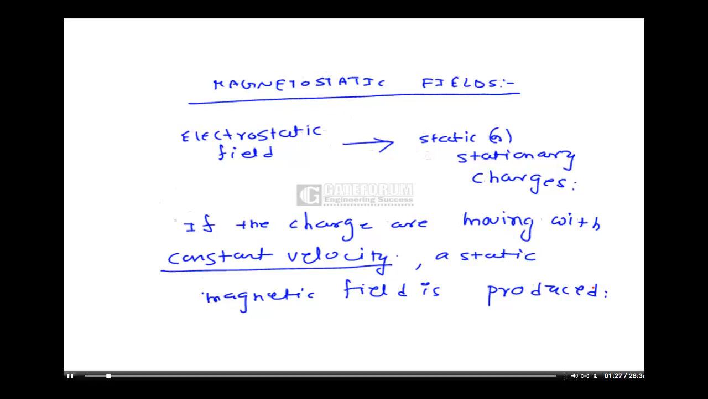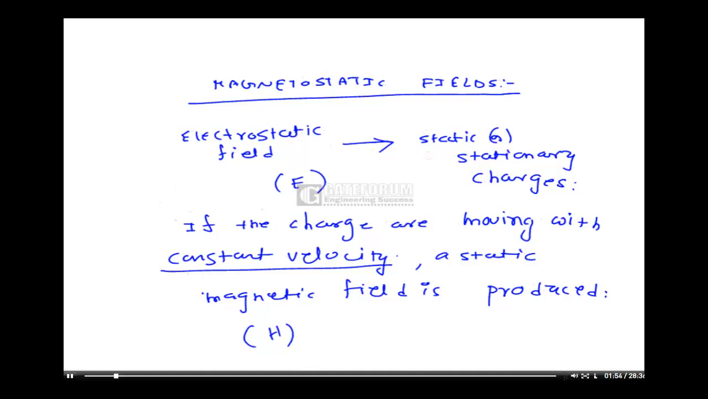So when the charges are moving with constant velocity, static magnetic field is produced. That is, a magnetic field is produced by a constant current flow, that is direct current. So here this is E field, so this is H field because of moving charges or because of constant current flow.